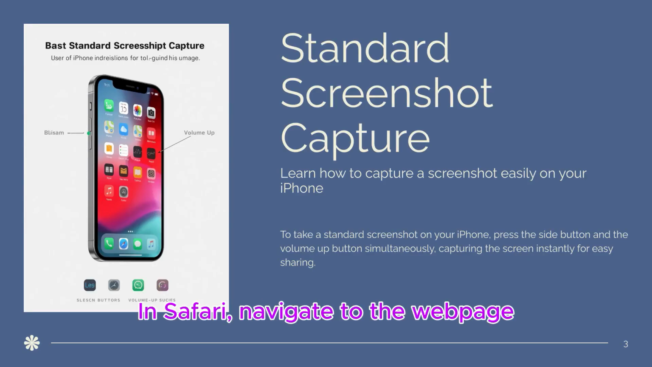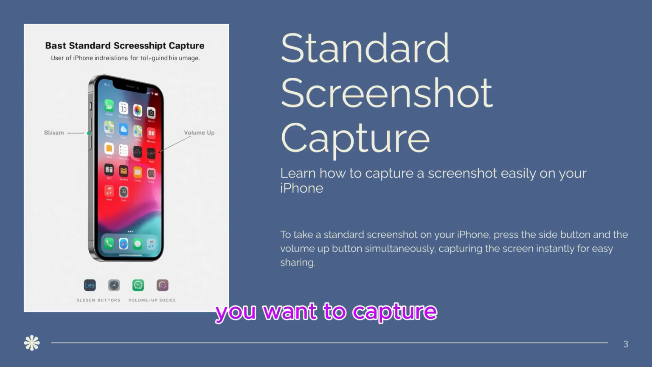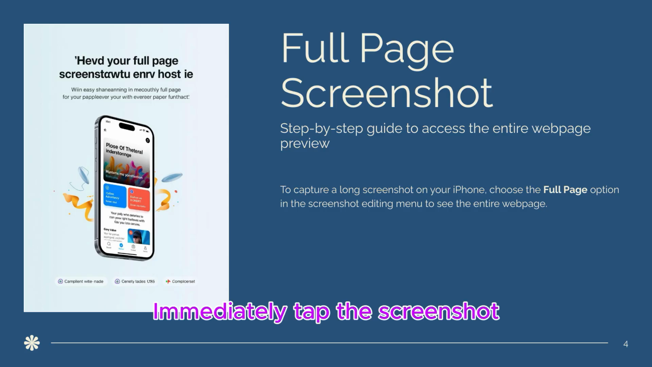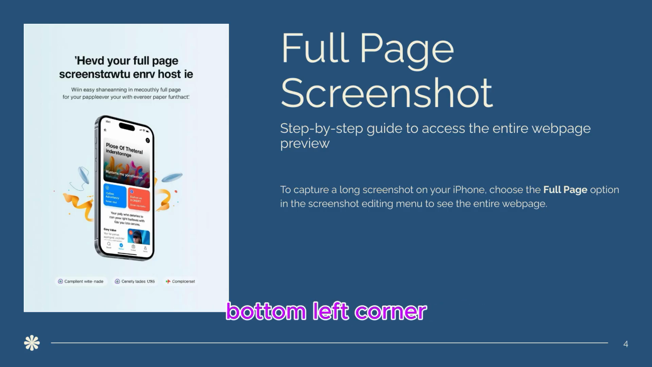In Safari, navigate to the web page you want to capture. Take a standard screenshot by pressing the side button and volume up button together. Immediately tap the screenshot preview that appears in the bottom left corner.